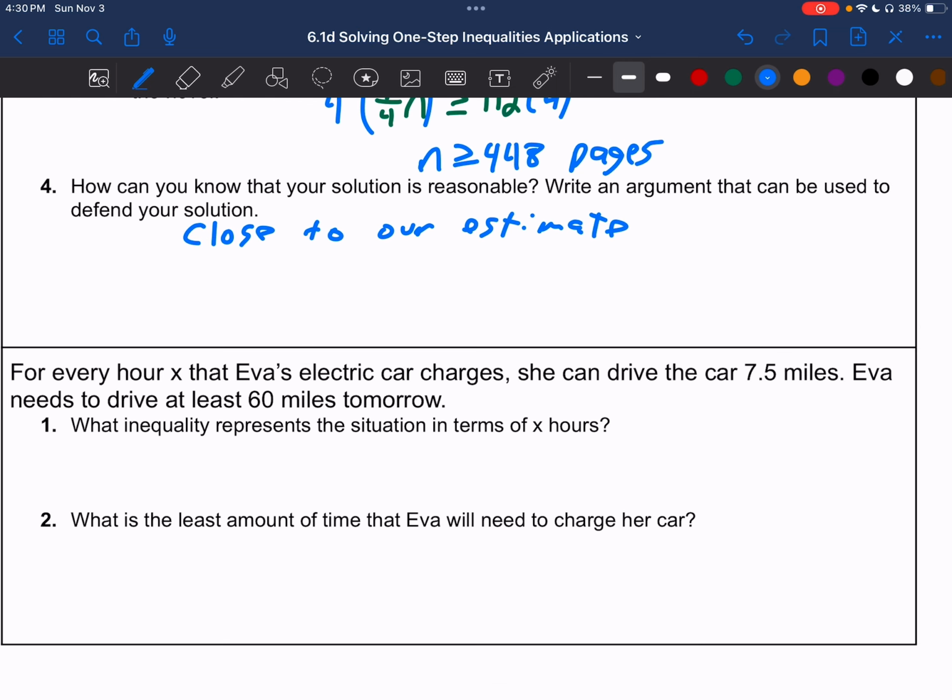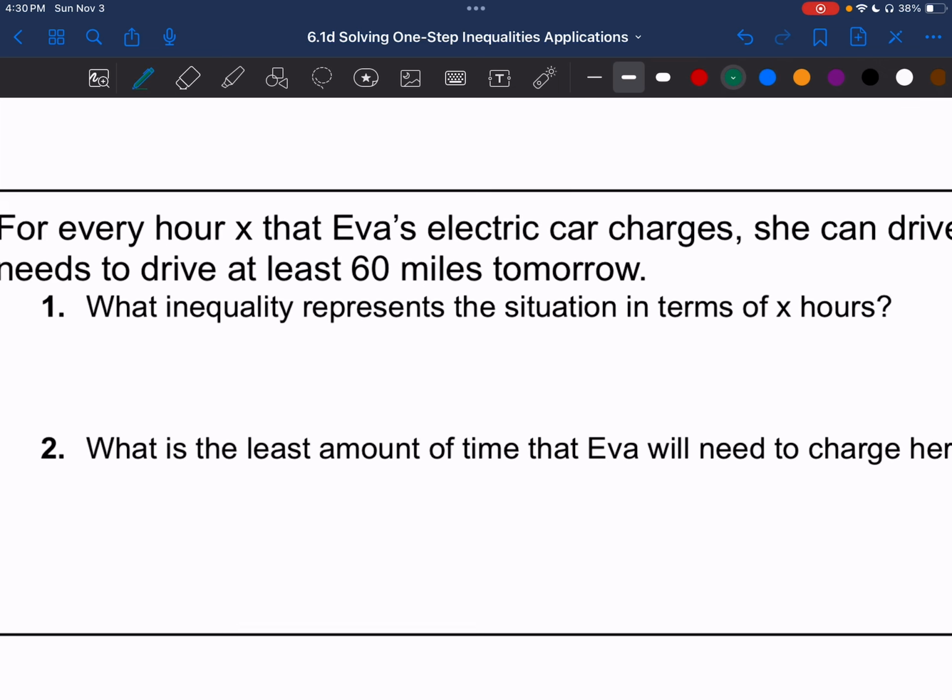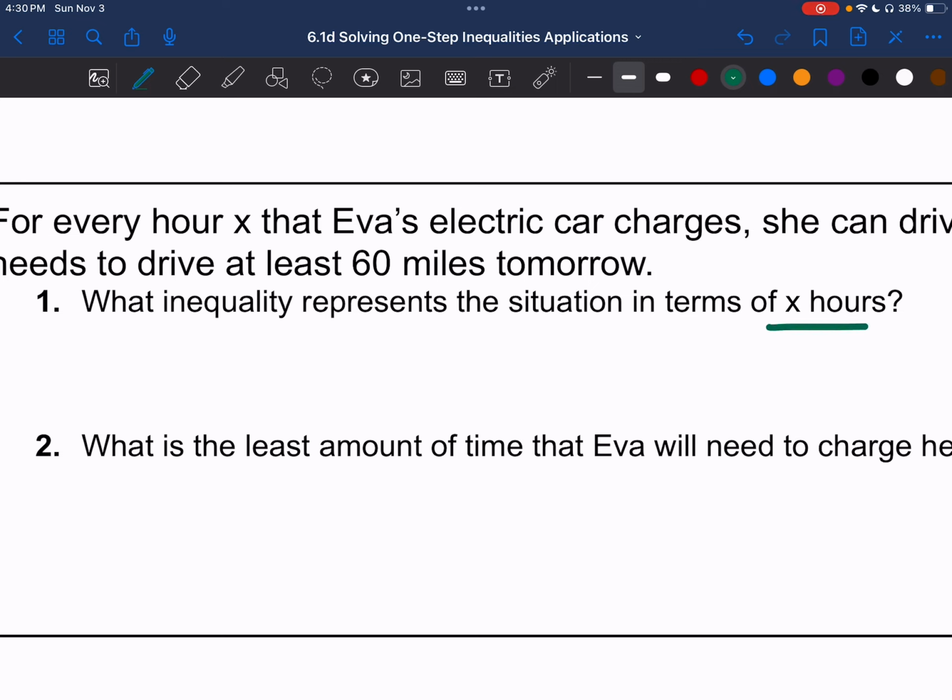For every hour that Eva's electric car charges, she can drive the car 7.5 miles. She needs to drive the car at least 60 miles tomorrow. What inequality represents the situation in terms of x hours? 7.5 times the number of hours is going to be greater than or equal to 60.